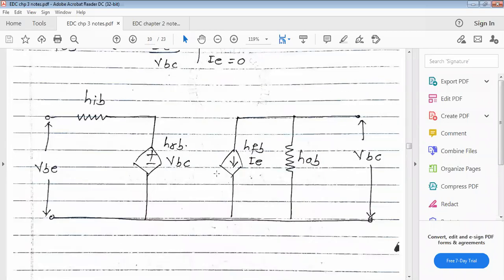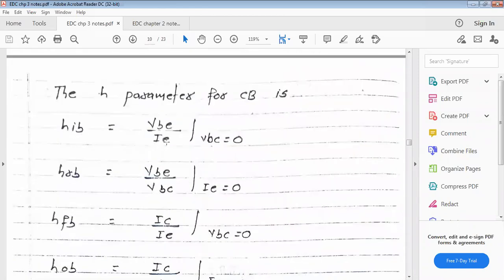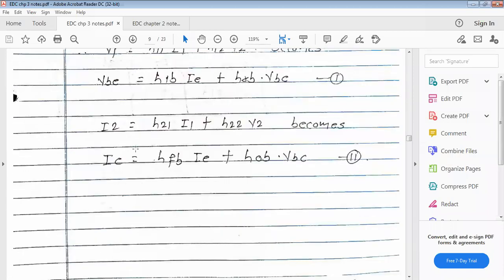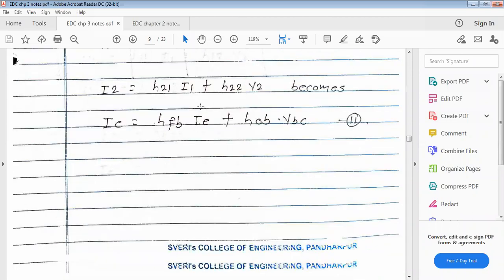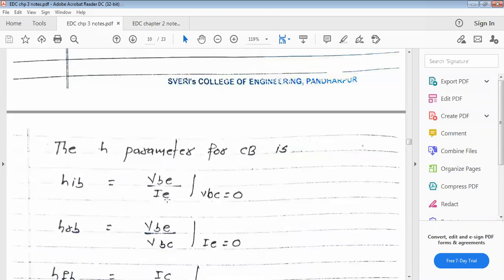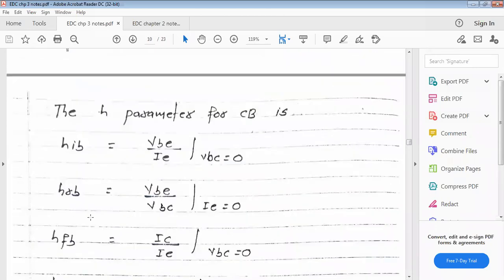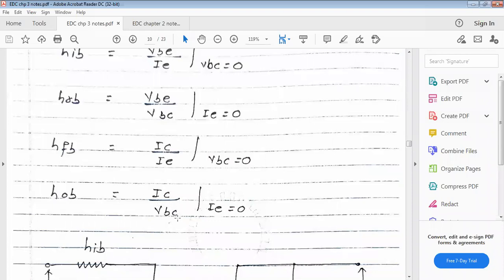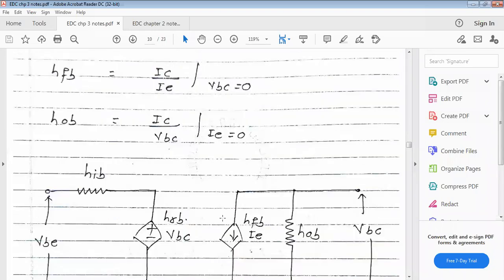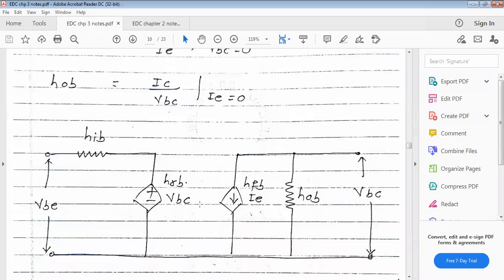So see here, this is the input equivalent circuit, this is the output equivalent circuit. So what is HIB? It is VB upon IE. How to find this? For finding HIB, we have to make VBC 0. So HIB is VB upon IE when VBC is equal to 0. Similarly, HRB is VB upon VBC when IE is equal to 0. Similarly, HFB is IC upon IE when VBC is 0, and HOB is IC upon VBC when IE is equal to 0. So here you will get the equivalent circuit for common base.